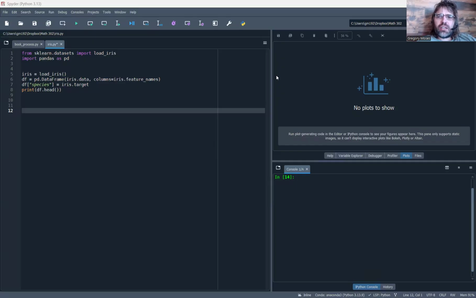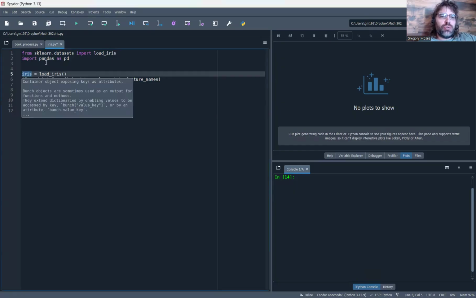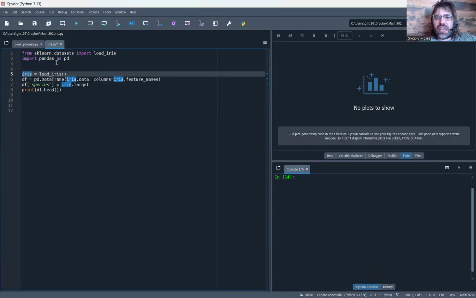So in data analytics, certain data sets become canonical to the point where they get included with packages and libraries. So you saw the Palmer Penguin set back in Math 200. That's a canonical data set. It gets used in classes across the country. I'm going to use the iris data set. So the iris is the flower. I'm going to import it from sklearn.